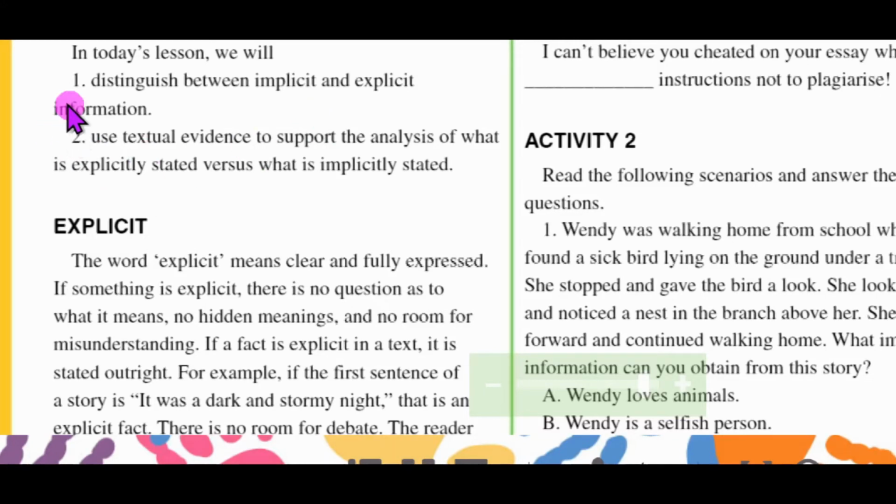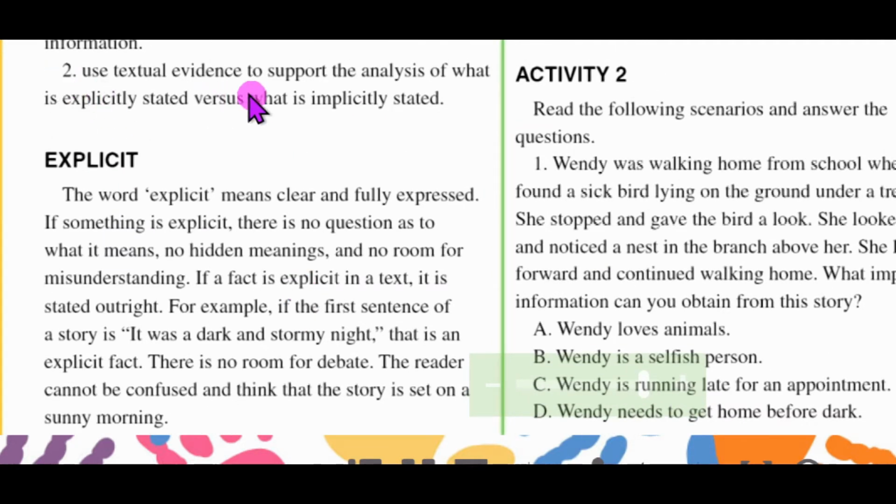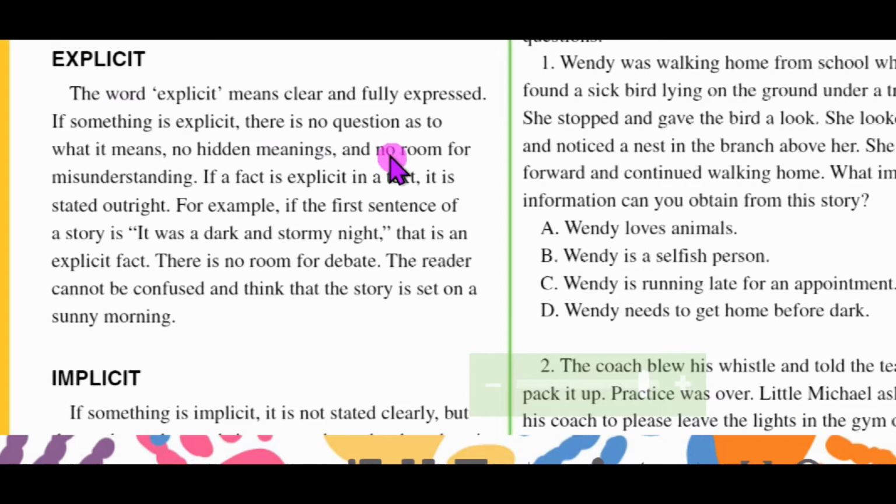In this episode, we're going to distinguish between what is implicit and explicit information. We're going to use textual evidence to support the analysis of what is explicitly stated versus what is implicitly stated. So what is explicit? The word explicit means clear and fully expressed. If something is explicit, there is no question as to what it means, no hidden meanings, and no room for misunderstanding. If a fact is explicit in a text, it is stated outright.